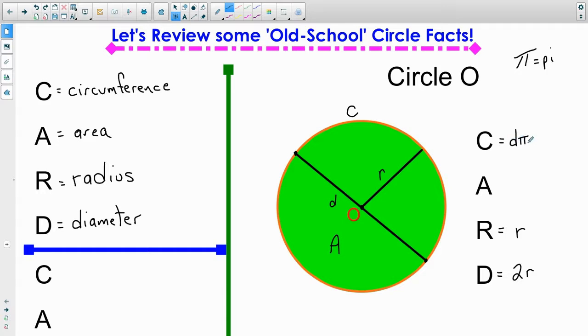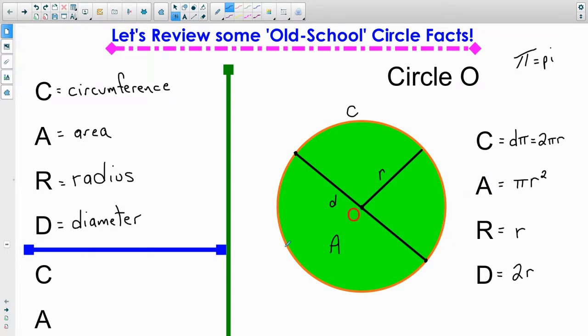They sometimes say d pi, but we already know that the d is equal to 2r. So sometimes you see the circumference written as 2 pi r, because the 2 times the r is the same as the d. Now, the area is also a pretty famous one. It's pi times the radius squared, or pi r squared. And both of these formulas are given to you on the math reference sheet.